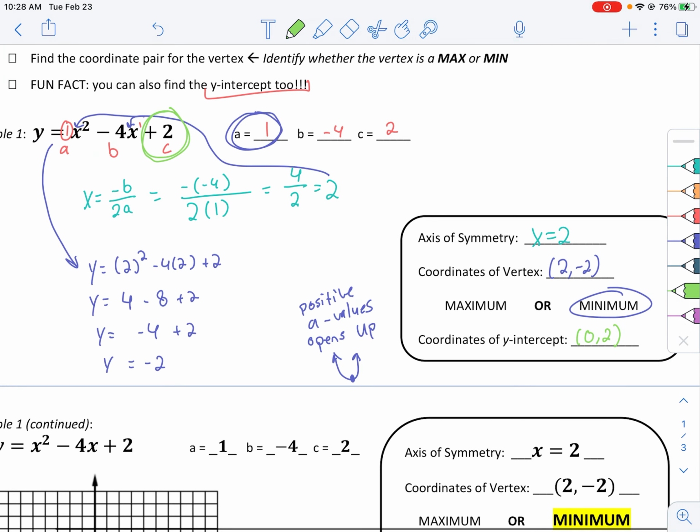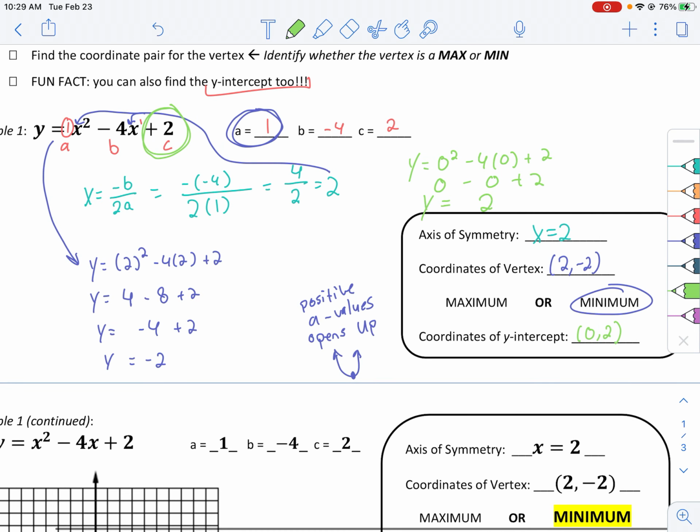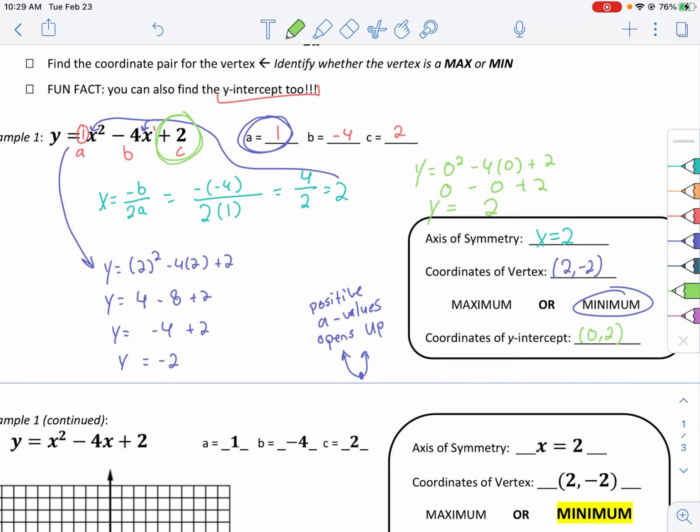You also know this by, you can say y is equal to, and then you plug 0 in for x. So 0 squared minus 4 times 0 plus 2. That's 0 minus 0 plus 2, which just gives us 2. Right? So y is equal to 2. And that's how you always find the y-intercept for any equation. You just plug 0 in for x.